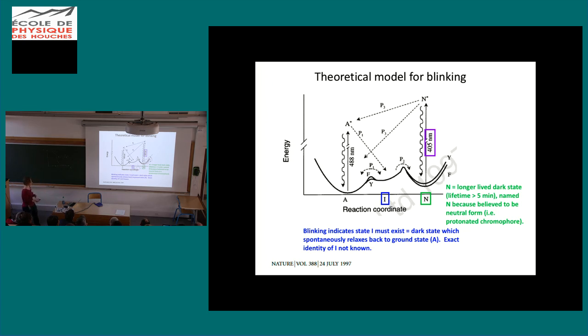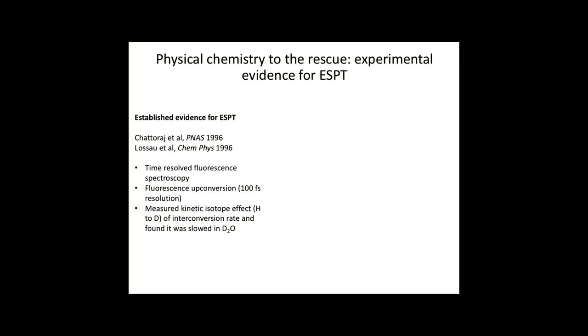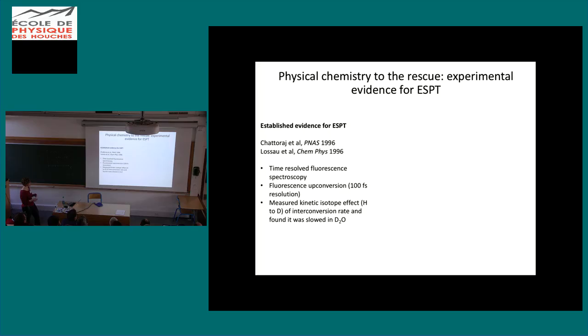And that they proposed as this state here, N, that upon illumination, now you could kick it out of this dark state. They called it N for neutral, so they proposed that the chromophore got protonated at this time, although they didn't have experimental evidence for that. The experimental evidence came later through some very nice physical chemistry studies that really established what was happening is that a proton is transferred in the excited state.